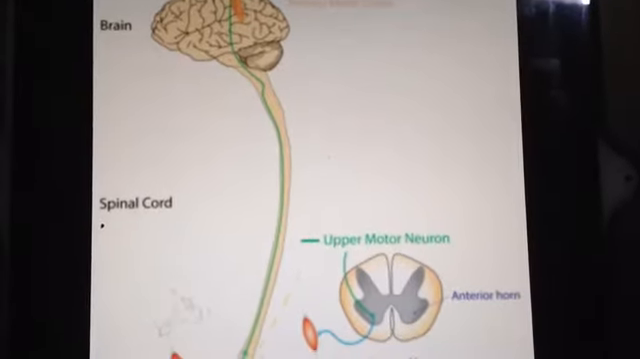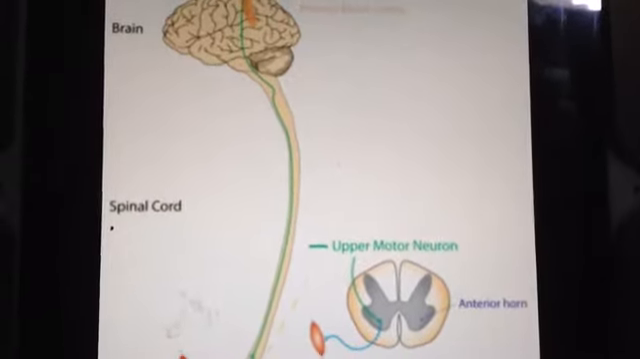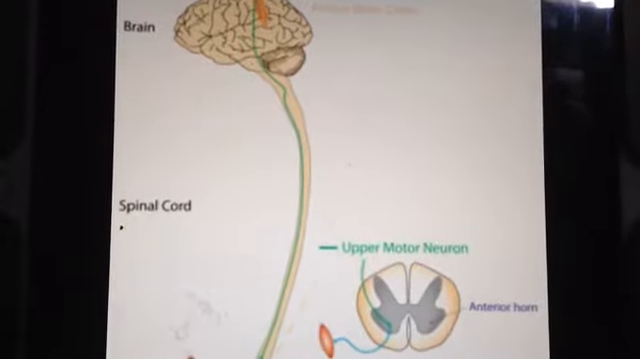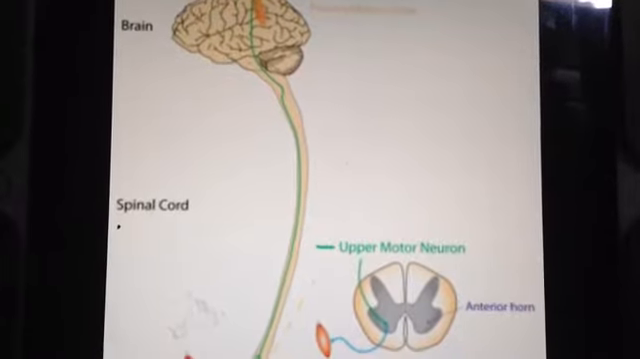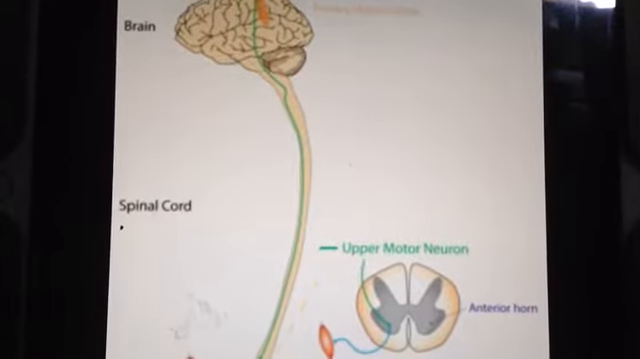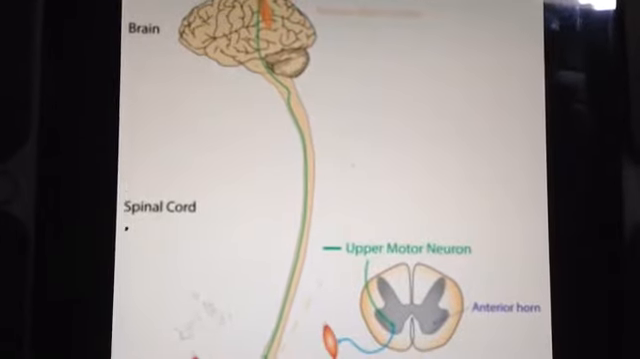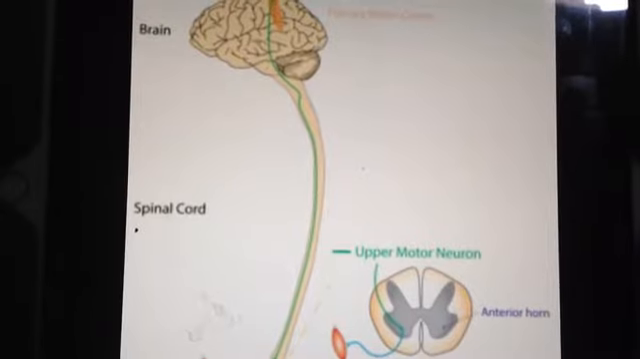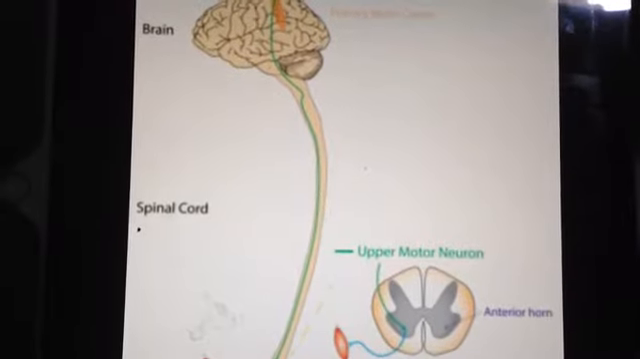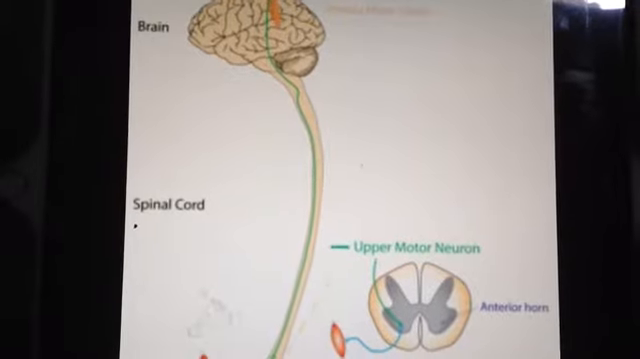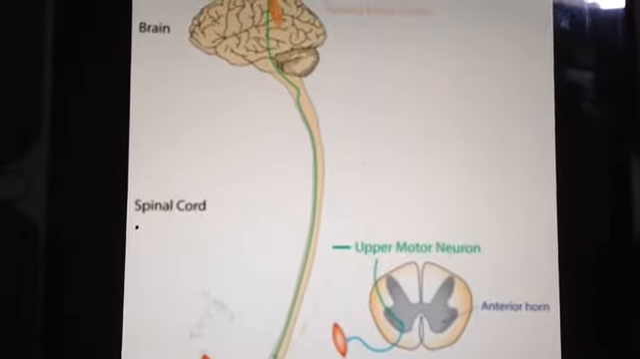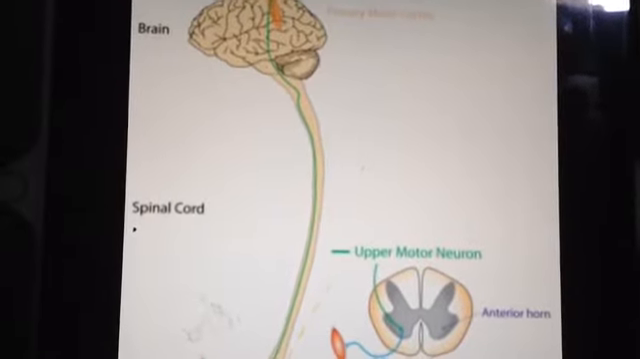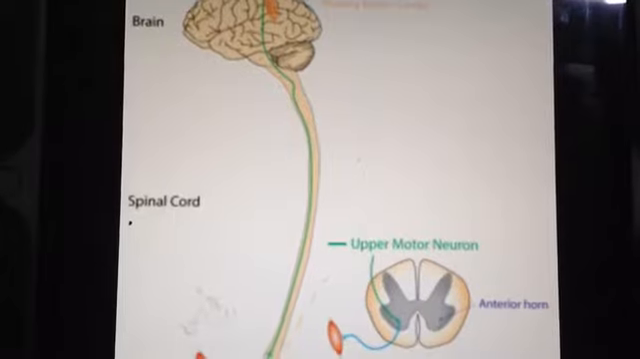Hello everyone. Today we are going to discuss an important disease in neurology called amyotrophic lateral sclerosis. This amyotrophic lateral sclerosis is a type of motor neuron disease. As we already know, there are about six motor neuron diseases. Amyotrophic lateral sclerosis is number one, the most common and the most important among the motor neuron diseases. So let us dive into the topic.